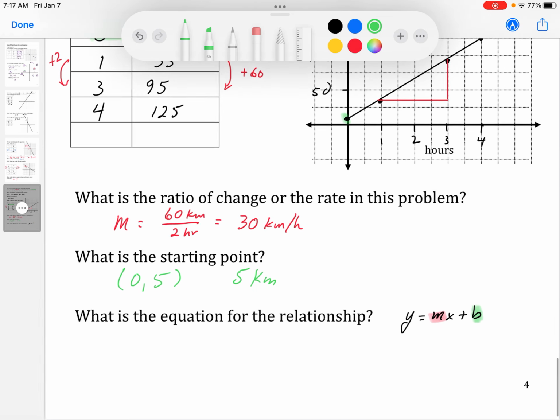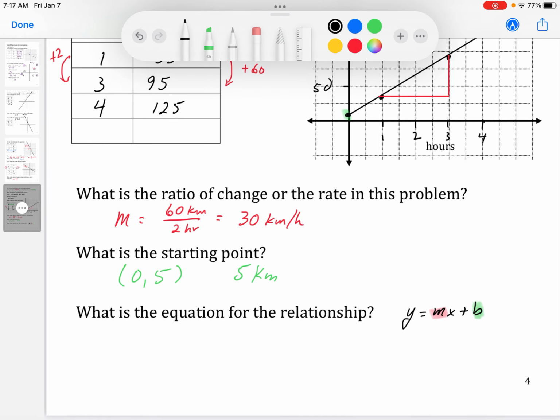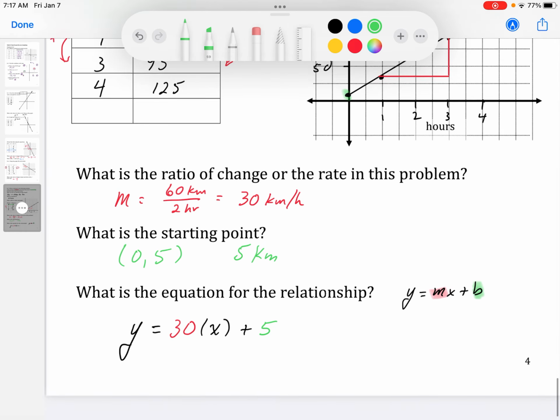So we have the 2 parts that we need to write the equation for this relationship. So the equation for this relationship is going to be that distance is equal to 30 kilometers an hour times the number of hours, plus the starting position, which is 5 kilometers. So there is my y equals mx plus b equation.